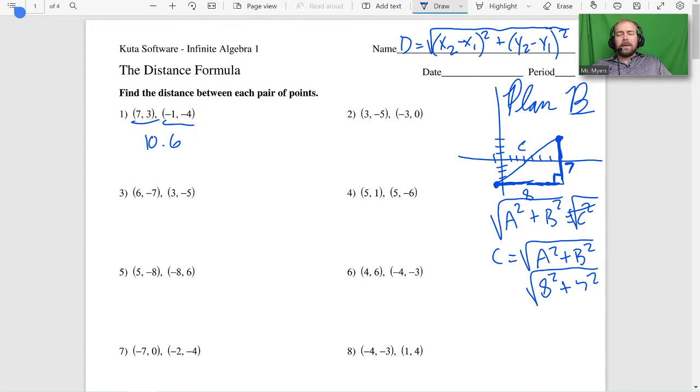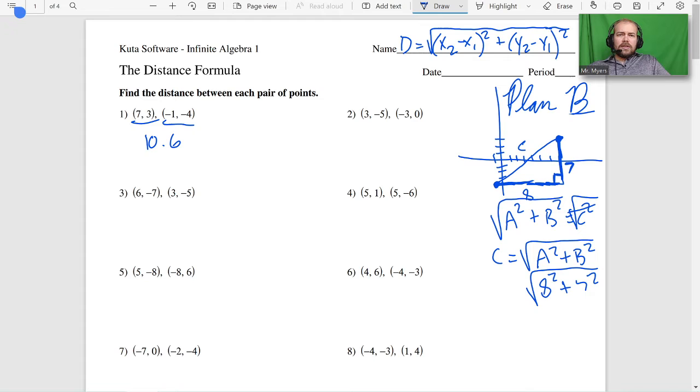Which is basically like this, and I won't write it out because I don't really have space for it. But the steps for plan B were basically this: you draw the picture, draw the XY axis, graph the points, connect the points, make a right triangle, Pythagorean theorem. Kind of those 5 things, right?